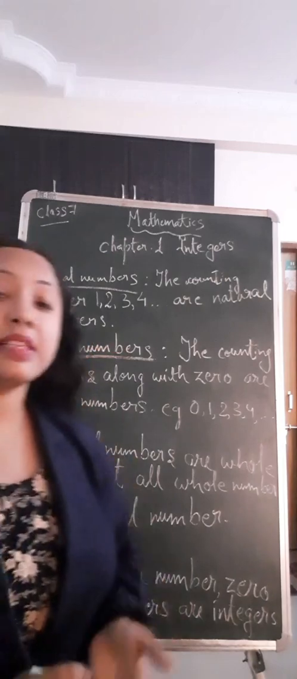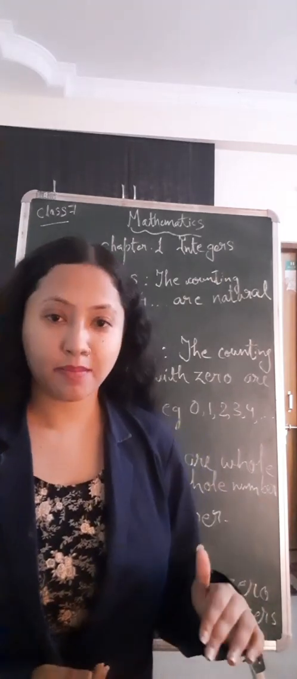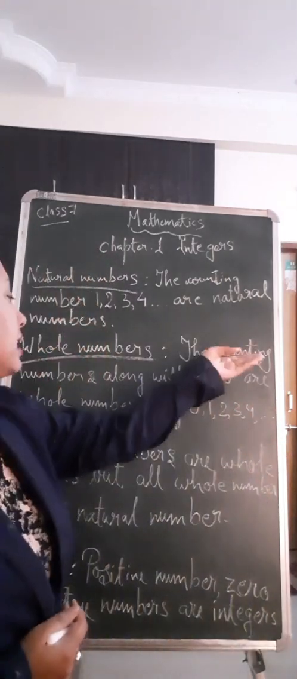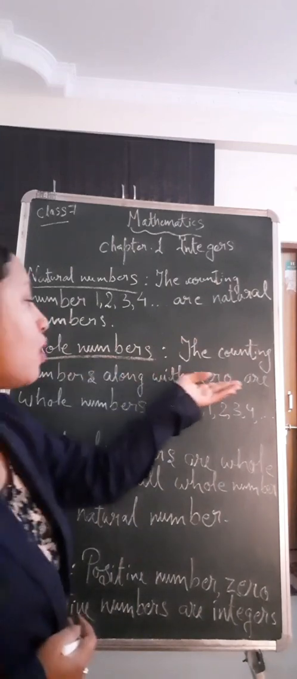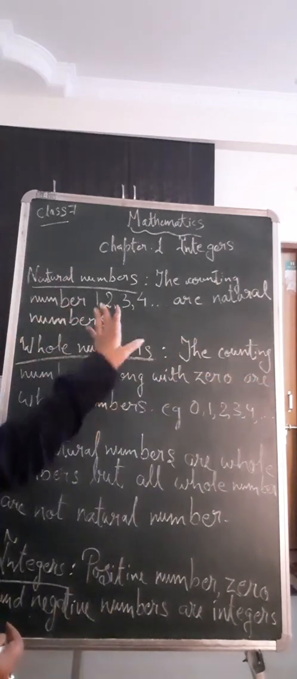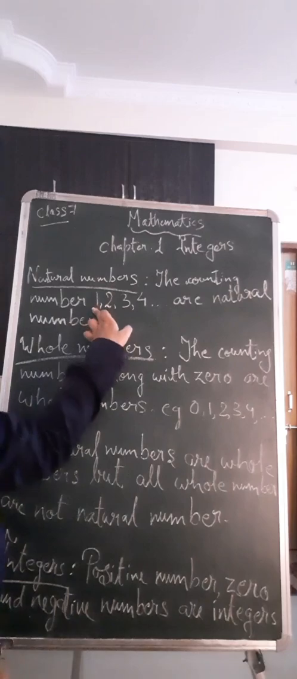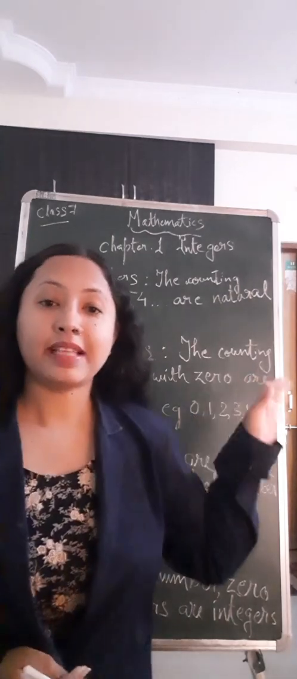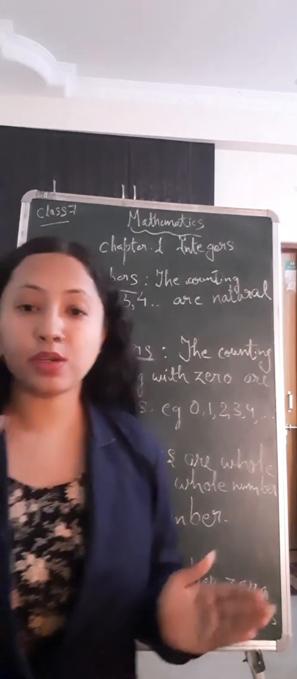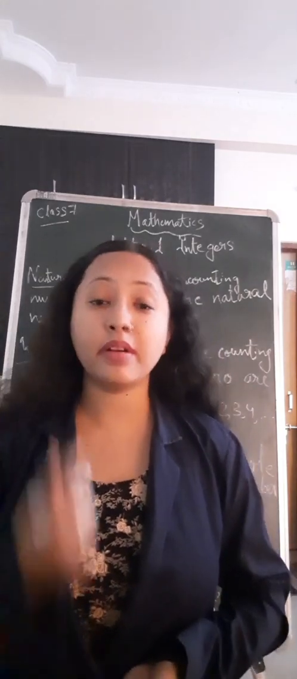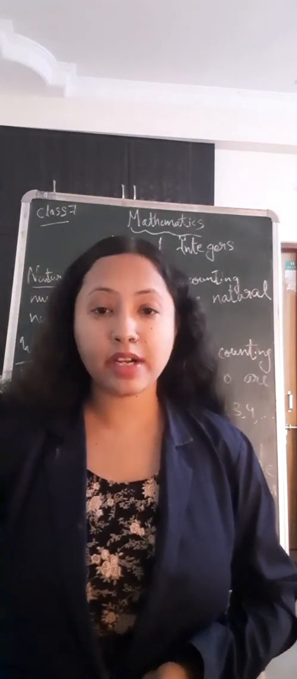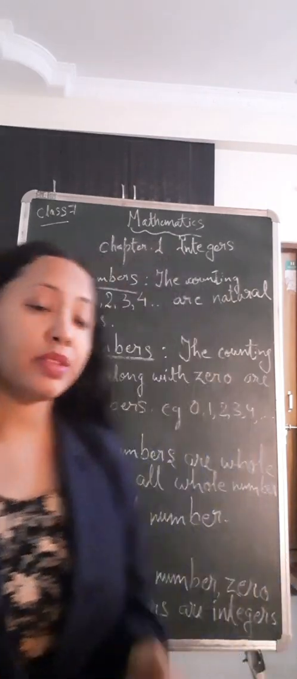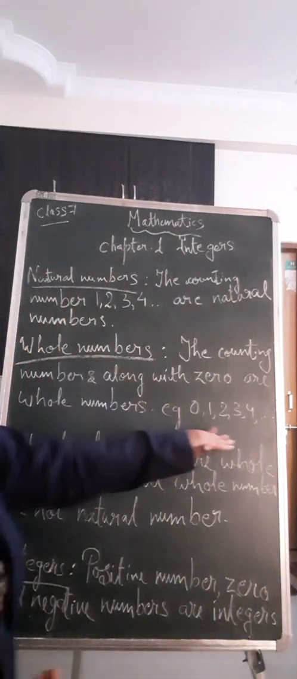Now what is a whole number? Whole numbers are actually the counting numbers along with 0. That means natural numbers start from 1, but the whole numbers start with 0. From 1, 2, 3, 4 it becomes natural numbers, and from 0, 1, 2, 3, 4 if we continue, that becomes our whole numbers, children.